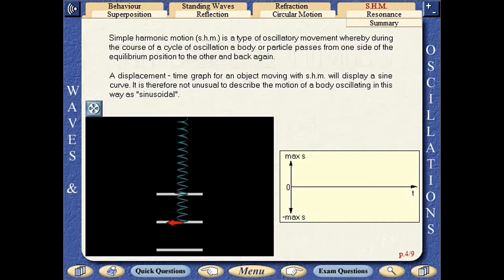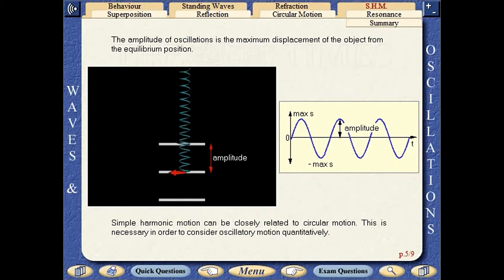Simple harmonic motion is a type of oscillatory movement whereby, during the course of a cycle of oscillation, a body or particle passes from one side of the equilibrium position to the other and back again. A displacement time graph for an object moving with SHM will display a sine curve. It is therefore not unusual to describe the motion of a body oscillating in this way as sinusoidal. The amplitude of oscillations is the maximum displacement of the object from the equilibrium position.